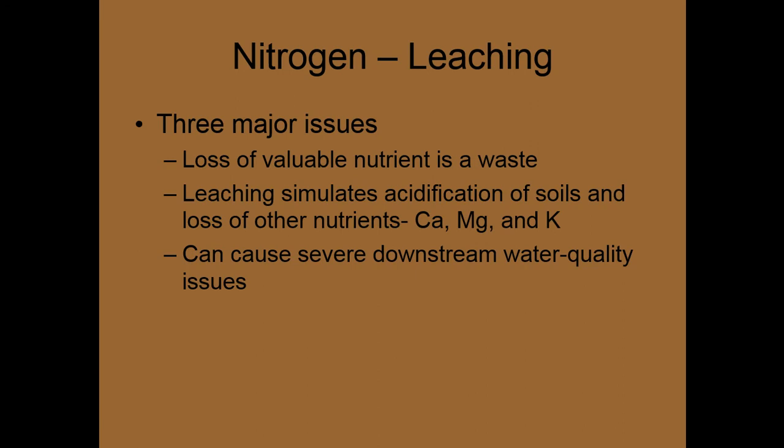Nitrogen leaching causes three main issues. So the loss of a valuable nutrient, so by over-applying it may increase your costs, and now that nutrient becomes a waste, and so it needs to be dealt with, which also increases our costs. The leaching stimulates acidification, and as we talked about in our other video, some agricultural soils are already far too acidic, and so over-applying nitrogen can just increase that issue, and then causing severe downstream water quality issues, causing algal blooms.